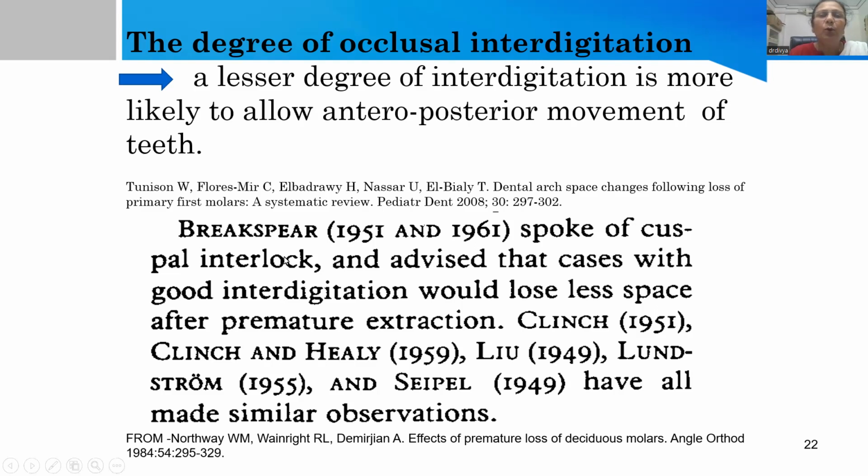1951 to 61, spoke of the cuspal interlock. I told you about cuspal interlock, and he advised that cases with good interdigitation would lose less space after premature extraction. Okay. And other researchers have similar observations.